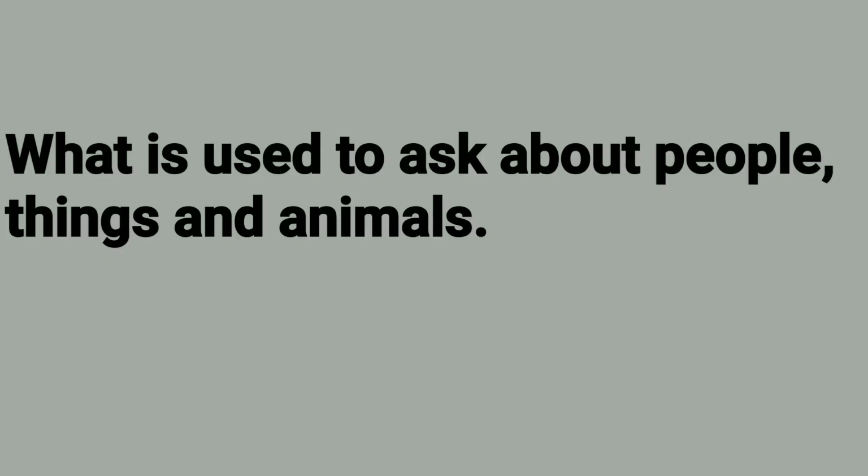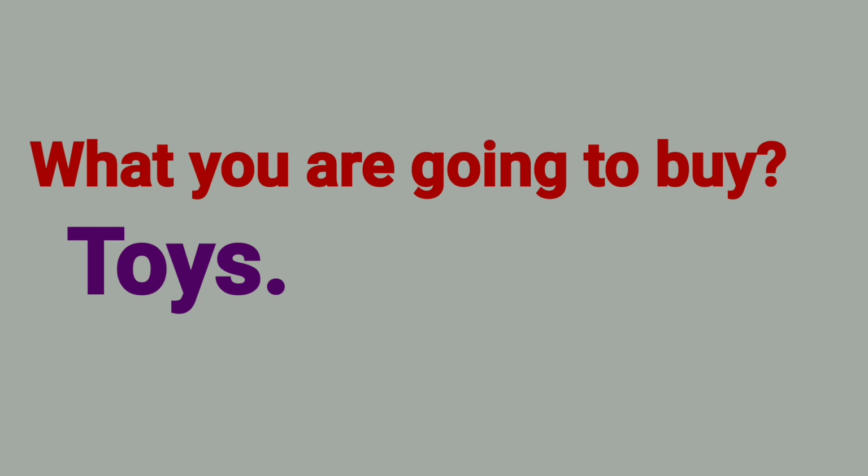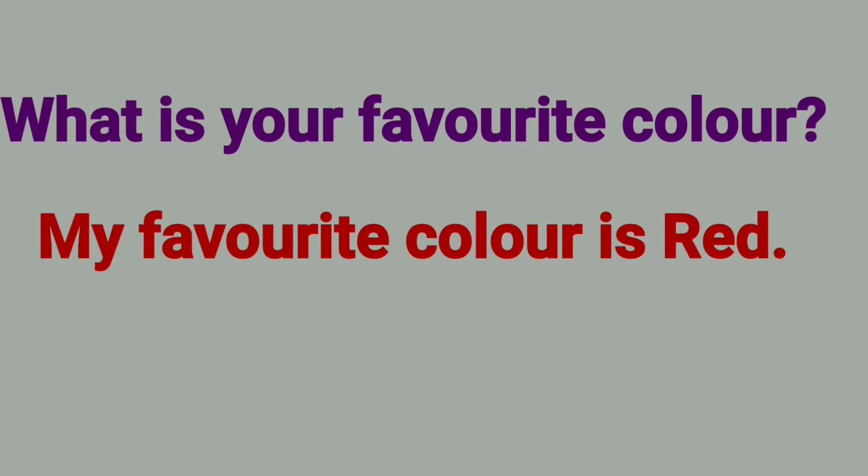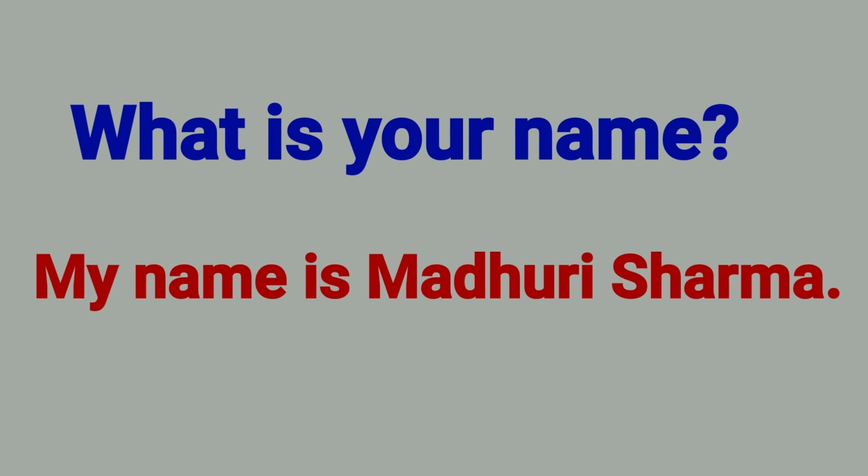What is used to ask about objects, people, things and animals. What are you going to buy? Toys. What is your favorite color? My favorite color is red. What is your name? My name is Madhuri Sharma.